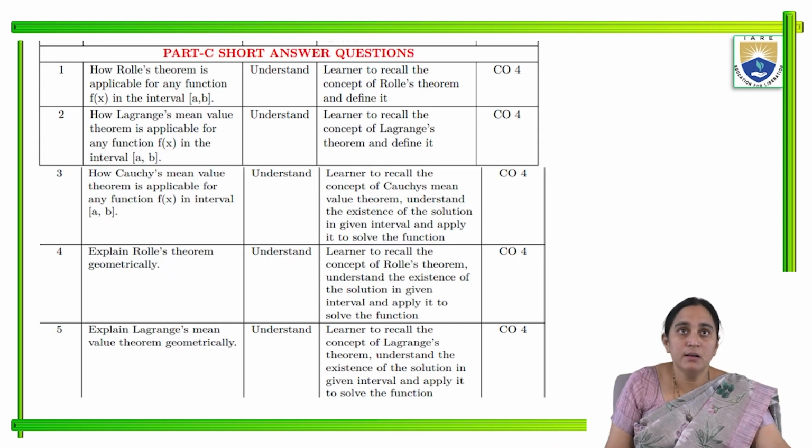Next, I'll discuss the short answer questions. Very simple. How is Rolle's theorem applicable for any function f of x in the interval a, b? This is a short answer. It should be continuous and differentiable, and after that f of a is equal to f of b. Only then is Rolle's theorem applicable for the function. After verifying that, there exists c belonging to (a, b) such that f dash of c is equal to 0. That is the answer for the first question.